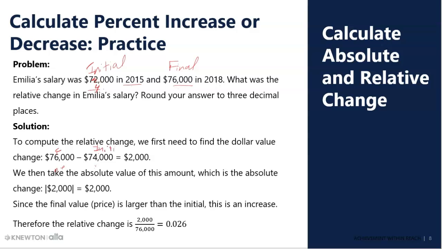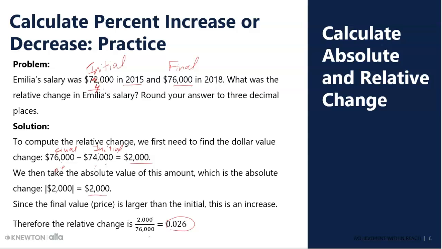Initial means beginning, at the time we start looking, that kind of thing. Final minus initial, and I get $2,000. That's a positive number anyway. So it's an increase. It's clear that it's an increase. So I do 2,000 divided by 76,000. That is the relative change.